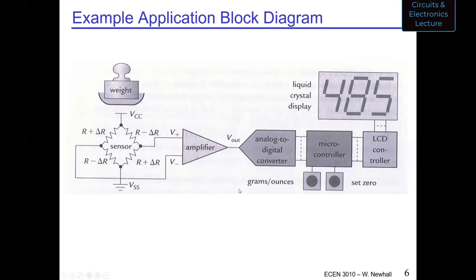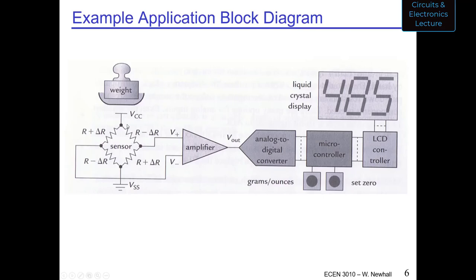So let's start at the microcontroller. The microcontroller's job is to run the software that makes this scale work. It's going to take inputs, it's going to provide outputs, and it's going to be the center, the brain of this useful function.